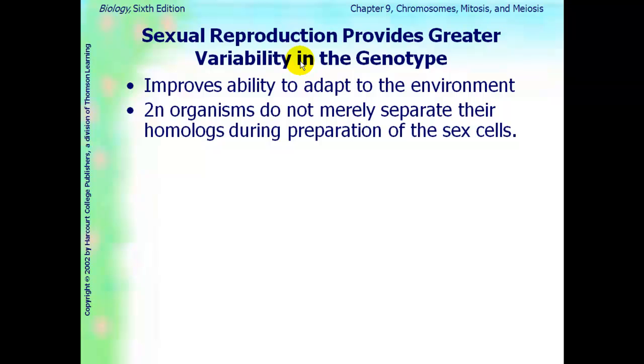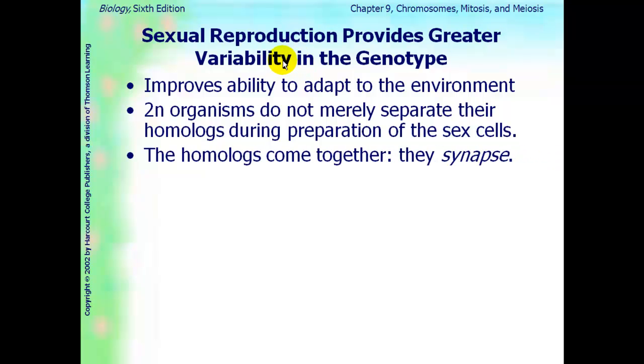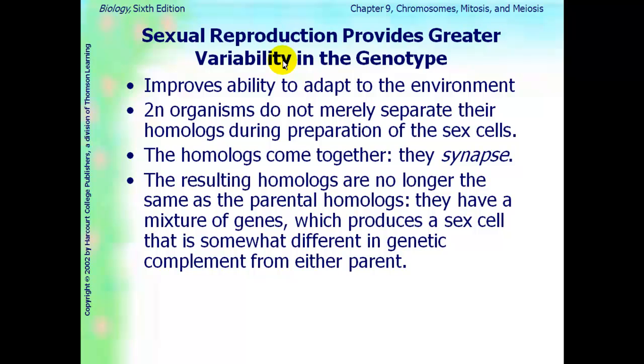Diploid organisms do not merely separate their homologs during preparation of the sex cells. They actually come together. The homologous chromosomes, or homologs, come together. They synapse. They wrap around each other. The resulting homologs are no longer the same as the parental. Our new sperm cells are not the same as the original cell that started.